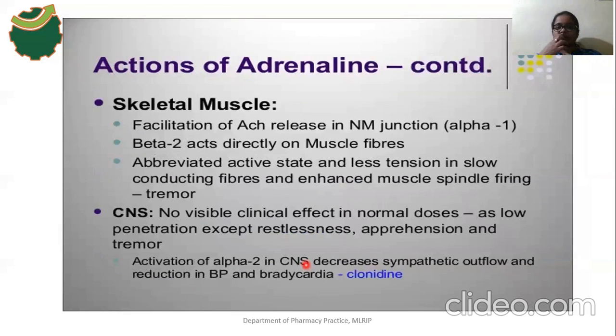Okay, and the action on skeletal muscles. The effect of adrenaline on skeletal muscles is that it increases neuromuscular transmission. Why? Because it stimulates the release of acetylcholine at the neuromuscular junction due to activation of alpha 1 receptors. Due to activation of alpha 1 receptors on the presynaptic nerve terminals, the release of acetylcholine from those nerve terminals is stimulated.